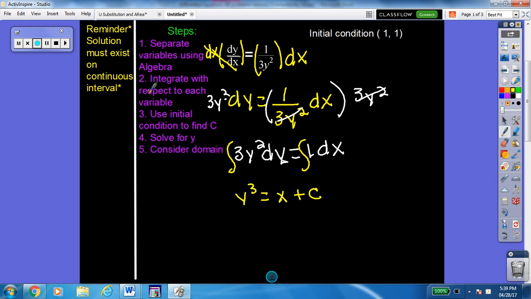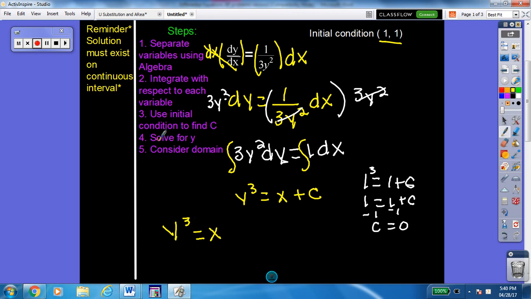So we've separated variables, integrated with respect to each variable, and now we use the initial condition to find c. The initial condition is going to be 1, 1 in this case. So if we replace, 1 equal to 1 plus c, so we replace y, that's cubed technically. 1 equal to 1 plus c, of course, is going to give us that c is 0, which is awesome because that means that our answer is actually simply y cubed equals x, and that's it.